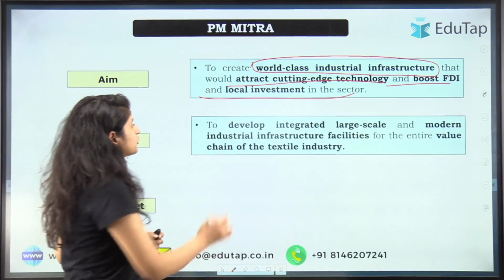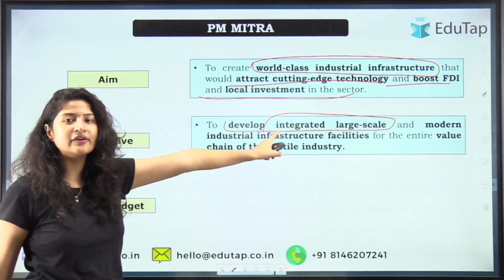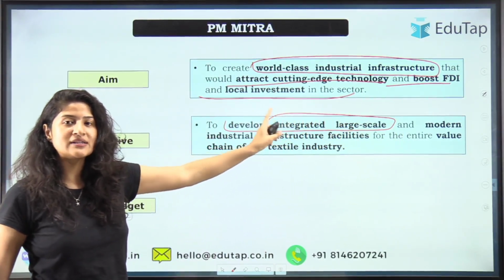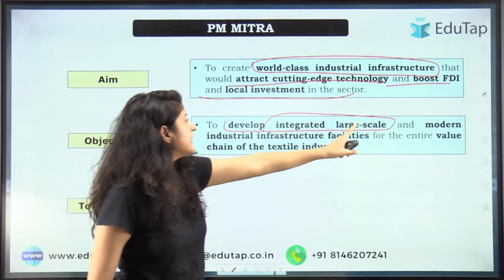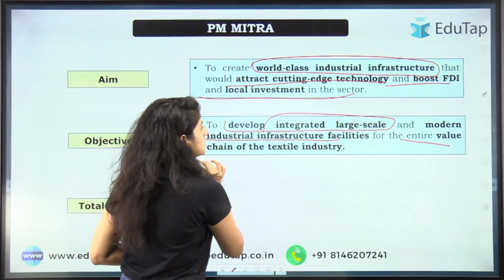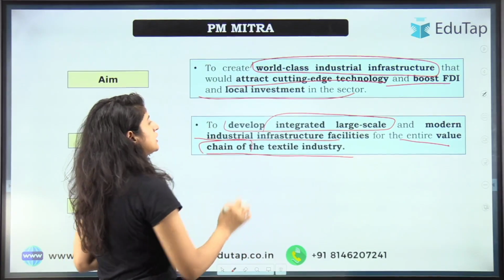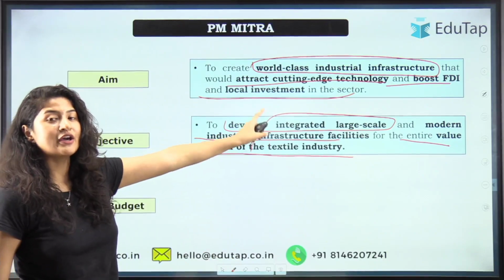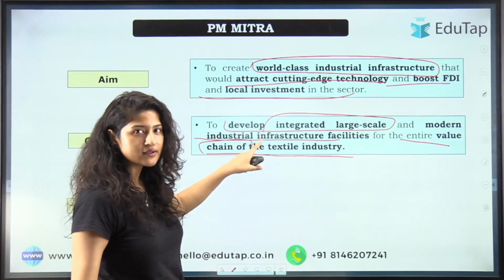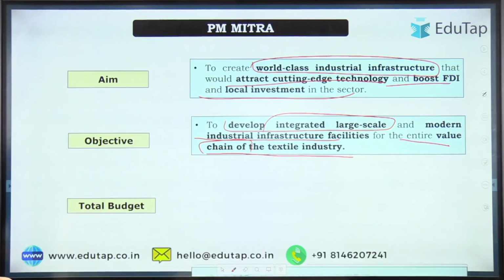Talking about the objective, to develop integrated large scale. So we have already talked about integrated, right? Various sectors that are involved in this industry, they all will be present in the same place. They all will be integrated, and modern industrial infrastructure facilities for the entire value chain of the textile industry. Okay, so here, along with the integration, we are saying that all the sectors of the textile industry should have proper infrastructure. So what is the budget allocated for that?